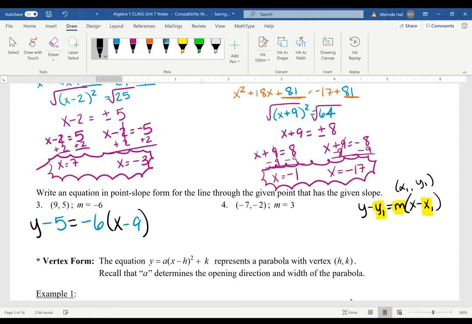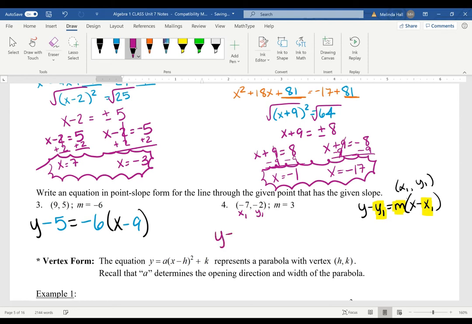Okay, so I tried to use colors that time so you can kind of see what numbers and things should be changing. There should always be an x and y in your equation, though. For number 4, you are going to plug in these numbers. Remember, this is x1, this is y1, and then you're going to plug it into the formula.